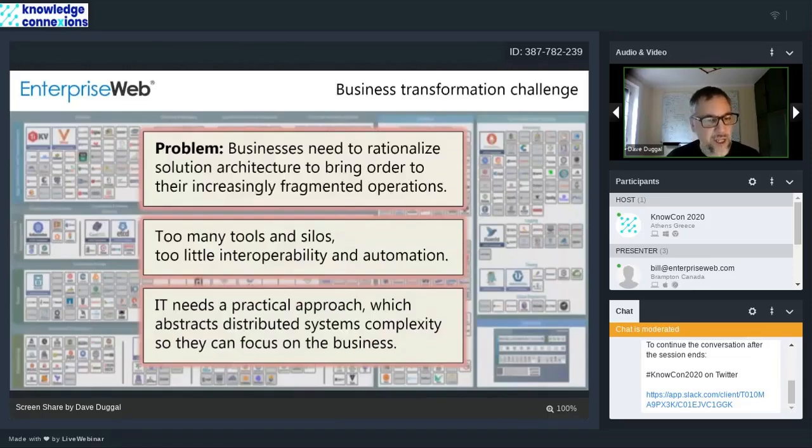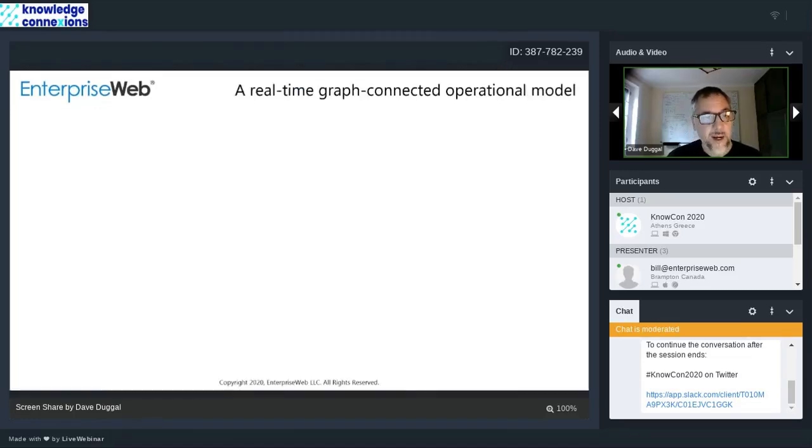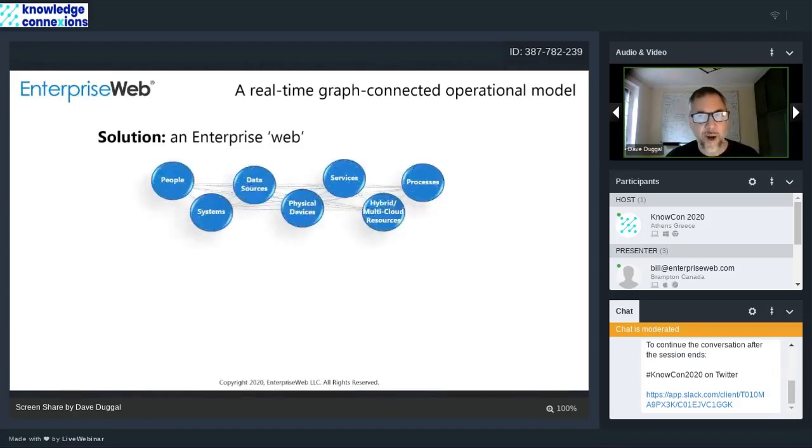It's engineering, it's architecture, it's computer science, it's state management, it's reliable messaging. This is hard stuff. And so the solution is an enterprise web, a real-time graph-connected operational model where we take the business concepts, types, and policies that define a business architecture or a business at large, and we give it to customers out of the box. We essentially have a generalized graph domain, so you're not building this from scratch every time. We provide a ready-to-use model that includes all the cloud-native concepts, all the distributed systems concepts.